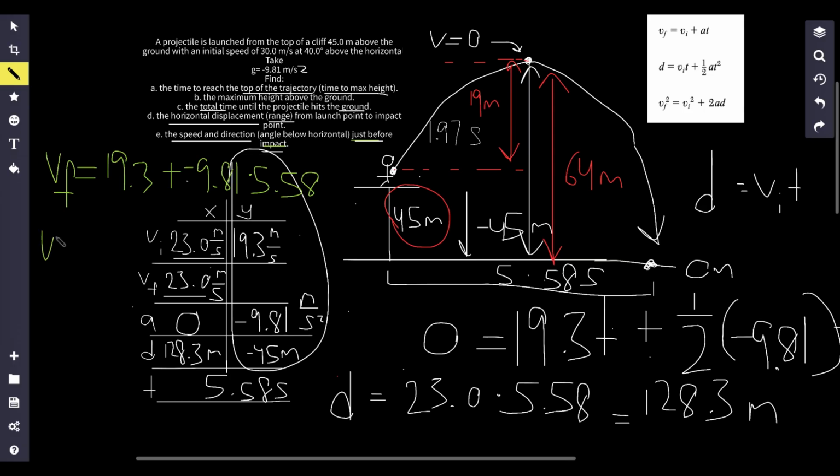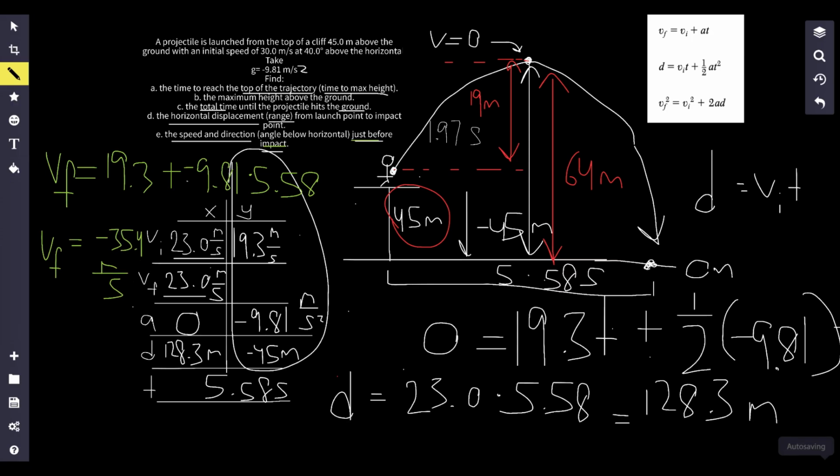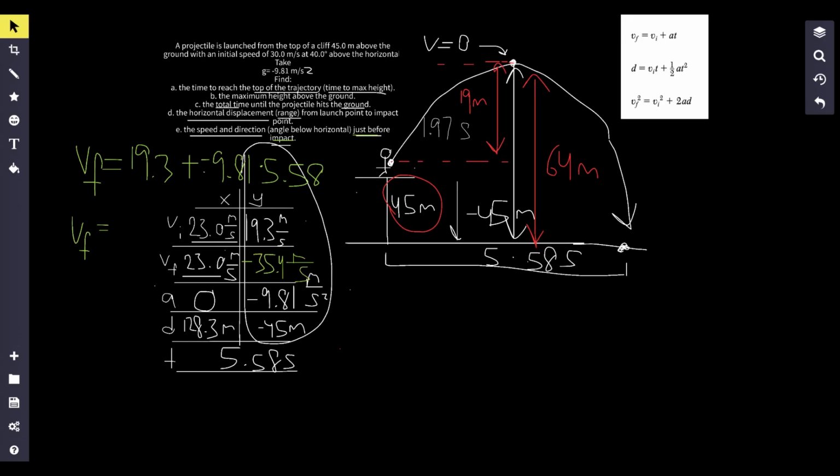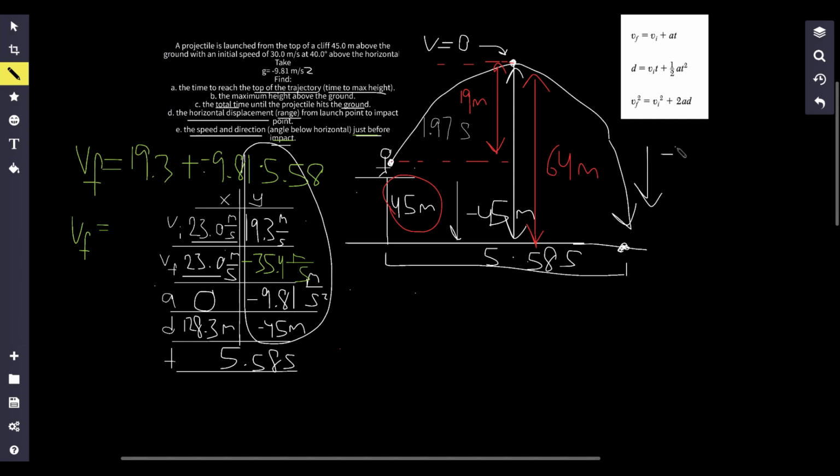So I'm just going to say our final velocity is equal to negative 35.4 meters per second. So that is what I'm going to put in my table. Now, this part I think you guys are going to love, because this encapsulates what we've just done. We said that our vertical velocity is negative 35.4 meters per second downwards. And we also said that our final velocity in the x direction is 23.0 meters per second to the right, because we're dealing with the x direction.